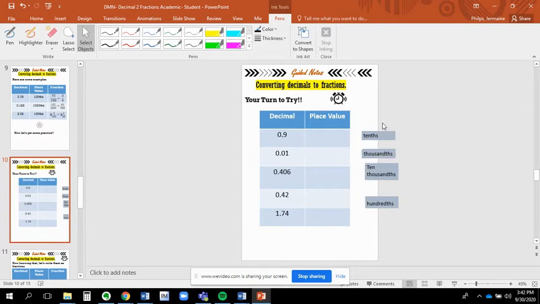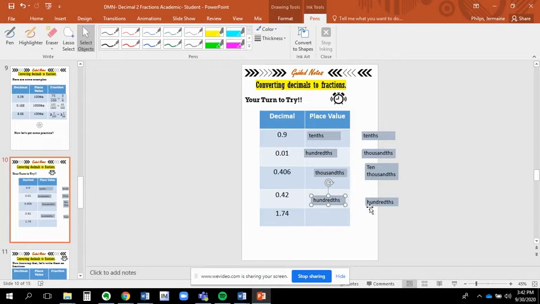For the 0.9, the 9 is in the tenths place, so it is 9 tenths. Next one is 1 hundredths. The next one is 406 thousandths. This one's 42 hundredths. And the last one is 1 and 74 hundredths.